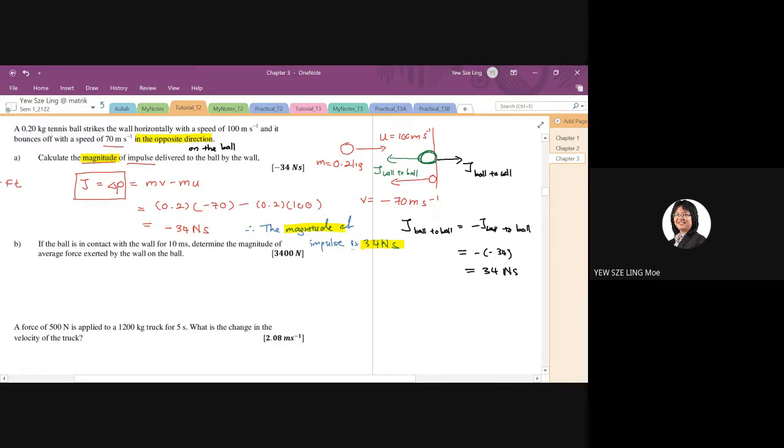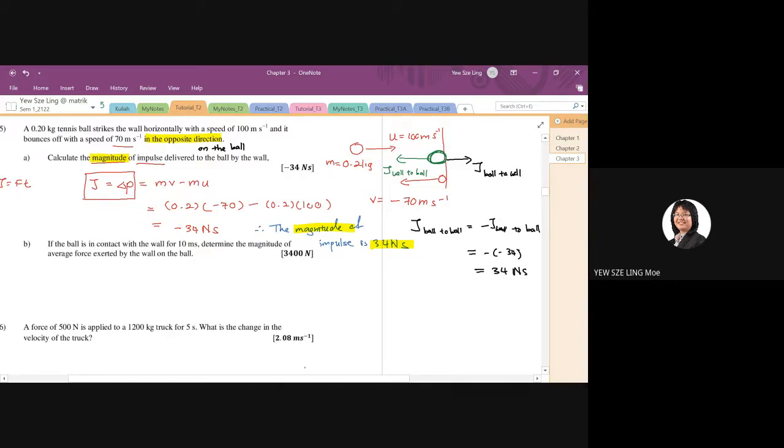Kita tipu sikit-sikit. Okay, this is how you write your answer. The magnitude of impulse is 34 Newton second. Then full stop. Okay, you stop at that. So you don't proceed to the direction because you're unsure which one is asking for, and the question doesn't ask for the direction. All right. So this is question A.